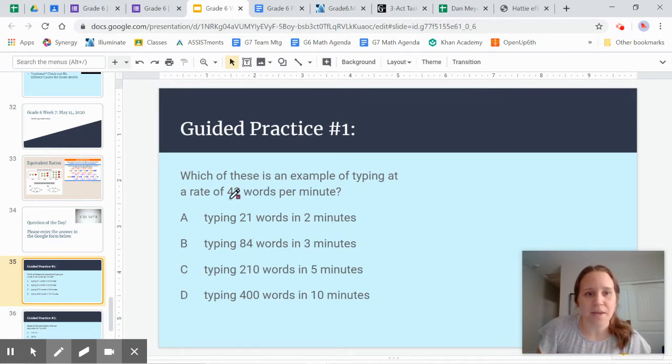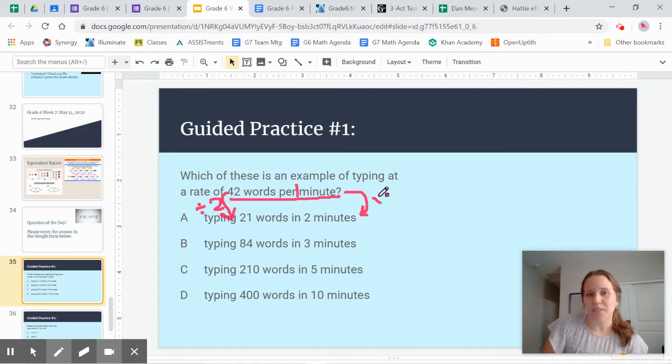So if I'm comparing 42 words per minute, that's like saying per 1 minute. Am I multiplying or dividing by the same thing to get to A? Well, I know to get from 42 to 21, I'm going to go ahead and divide by 2. That's the relationship that exists there. How about for minutes? Did I divide by 2?